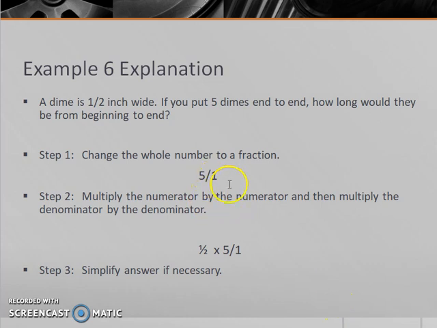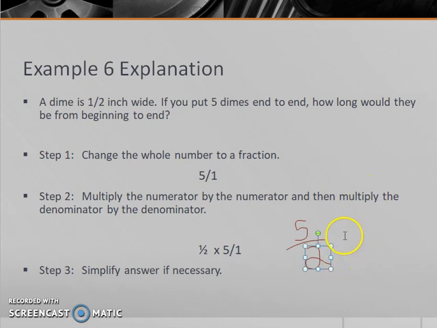All right, in this particular problem, we were going to rewrite the whole number as a fraction, so it's going to be 5 over 1. We're going to come down here, we're going to multiply numerator, numerator, denominator, denominator. In this case, I have 5 times 1 is 5. And then I have 2 times 1 is 2. So remember, this is called an improper fraction.